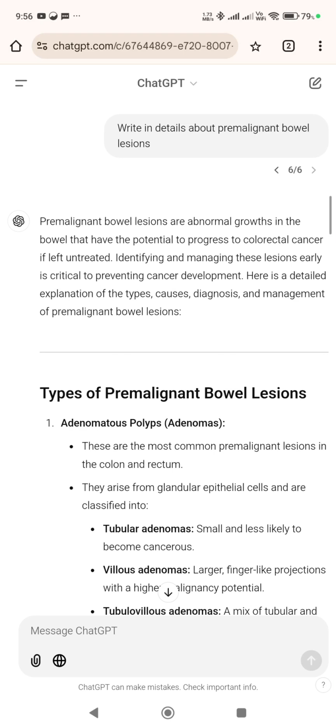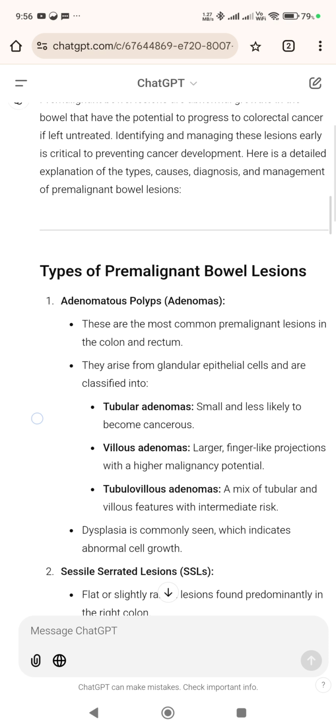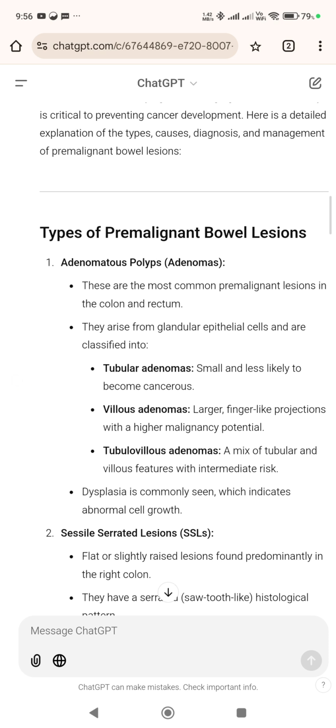Premalignant bowel lesions are abnormal growths in the bowel that have the potential to progress to colorectal cancer if left untreated. Identifying and managing these lesions early is critical to preventing cancer development. Here is a detailed explanation of the types, causes, diagnosis, and management of premalignant bowel lesions.